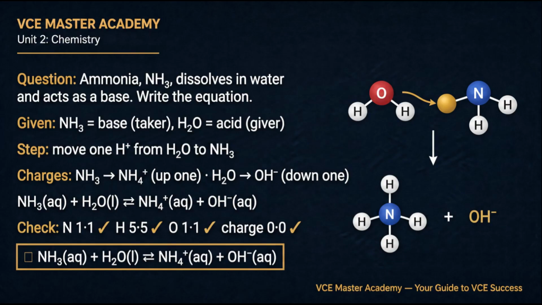Step 4, check everything. Nitrogen, 1 each side. Hydrogen, 3 + 2 is 5 on the left, 4 + 1 is 5 on the right. Oxygen, 1 each side. Charge, 0 on the left, +1 - 1 is 0 on the right. Box it. 4 steps, no guessing, and the check at the end means you walk away certain. That certainty is worth more than speed in an exam.